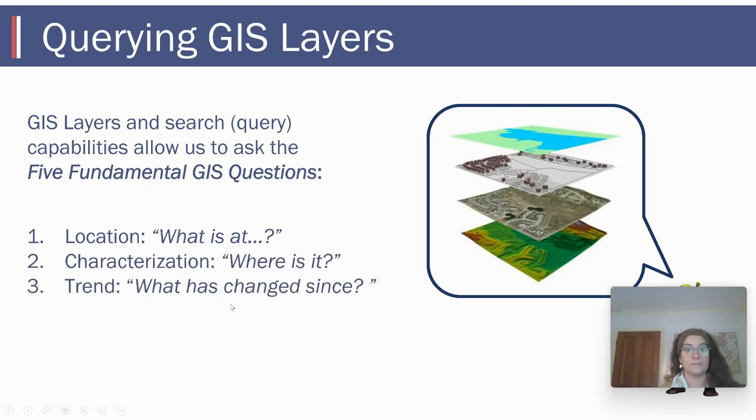Where is it? And what has changed? So this is the temporal aspect, the time, space and time. And if we wanted to model this, or what if this happened?